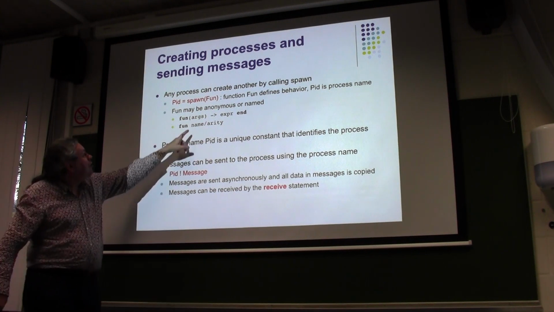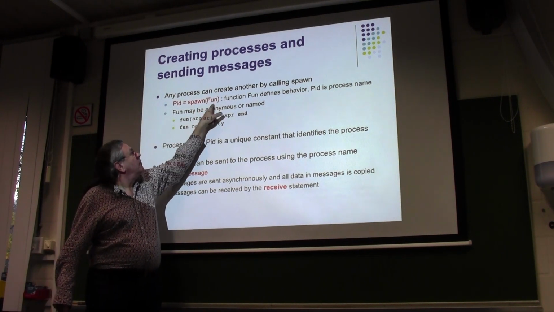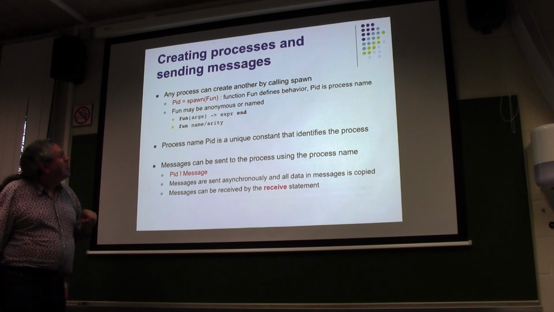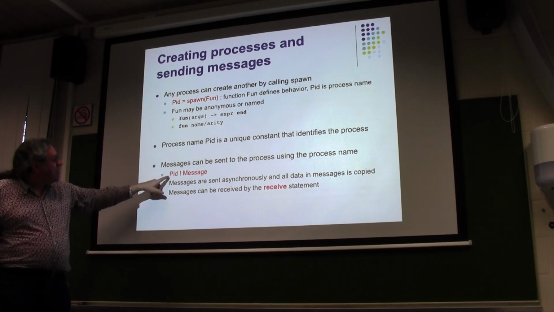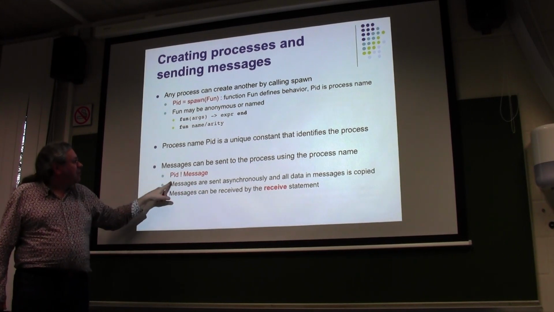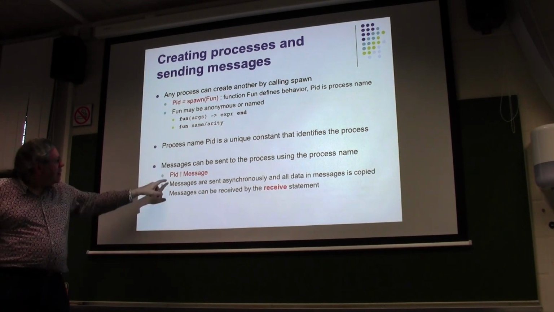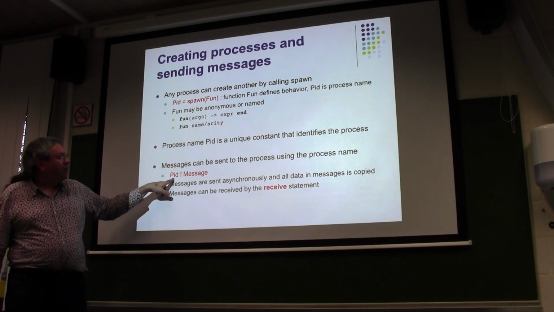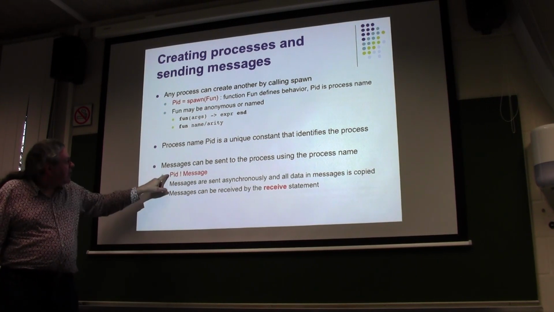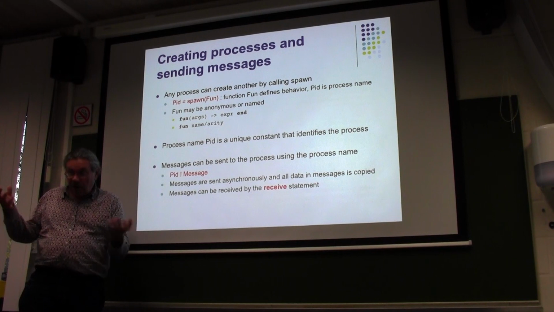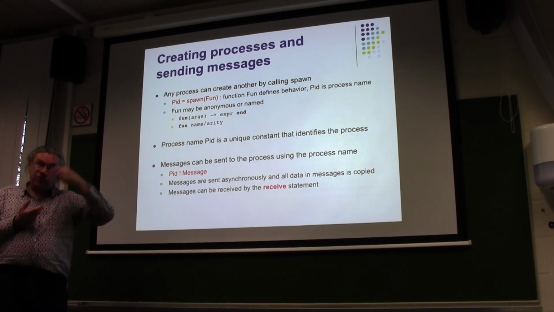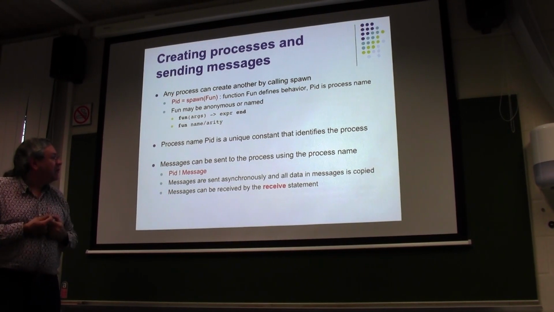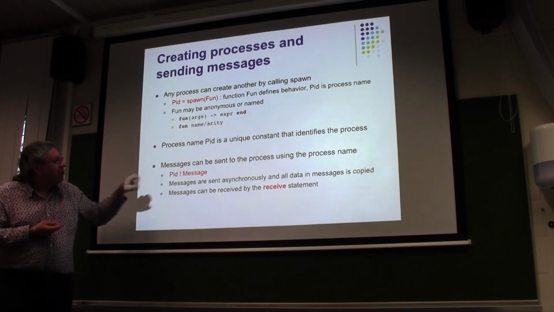Okay? So here you can put anonymous or named functions. So PID is a unique constant. And you can send messages using this notation with an exclamation mark: send message to process ID. Okay? And in order to know this process ID, either I create the process or somebody has told me what the ID is. You cannot forge them or create them.